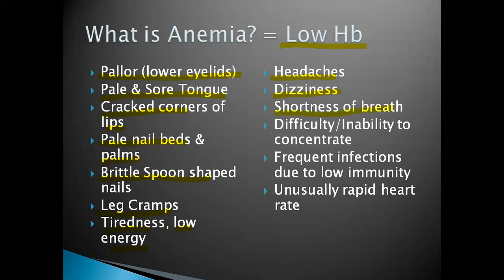Furthermore, there can be shortness of breath. Now, this is very important, especially in school children and teenage adolescents. There will be difficulty and inability to concentrate in their daily activities, including studying, which would affect their scholastic performance. Or if someone is involved in co-curricular activities or sports, it would affect the child's performance. Also, the immunity would be weak, so there could be frequent infections and an unusually rapid heart rate in these anemia patients.